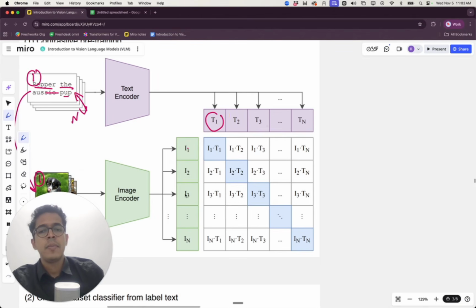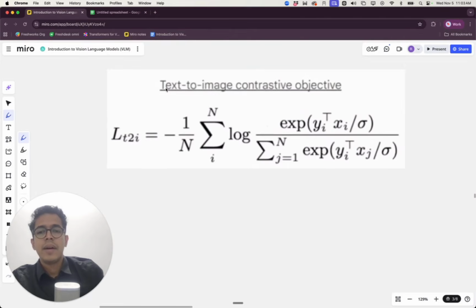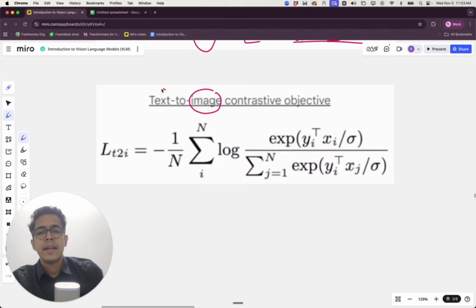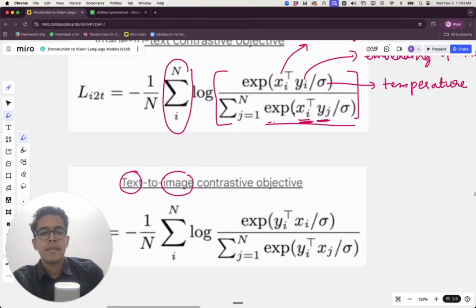The images will be the ones that you are comparing your anchor against. And then that is the second formula. So here you have the text to image contrastive objective. You have multiple images that you are comparing against a given text. So exponent of, now look at this, x and y have flipped.